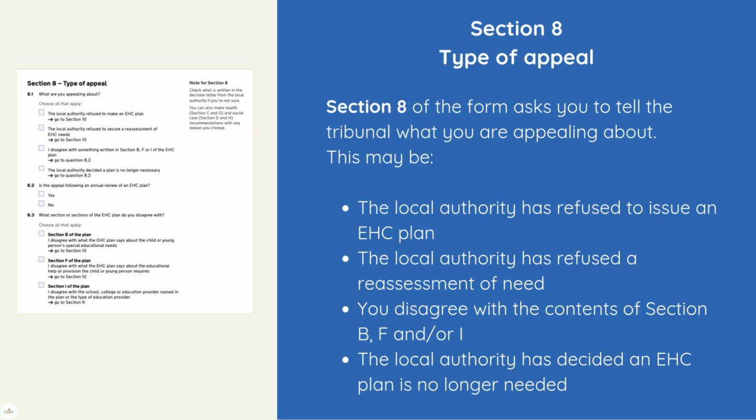Section 8, Type of Appeal. Section 8 of the form asks you to tell the Tribunal what you are appealing about. This may be the local authority has refused to issue an EHC plan, the local authority has refused a reassessment of need, you disagree with the contents of Section B, F, and/or I, or the local authority has decided an EHC plan is no longer needed.